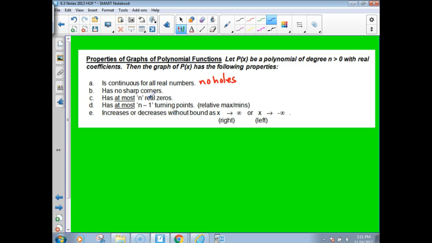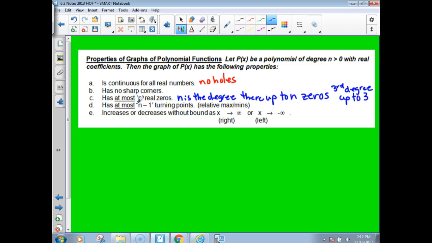It has at most n real zeros. Remember, n is the degree. Okay, so what that means is there can be up to n zeros for any polynomial function. Does it have to have that many? The answer is no, and I'm going to teach you how to know how many it could have. Okay, so if it was third degree, how many zeros could it have? Up to 3, right?